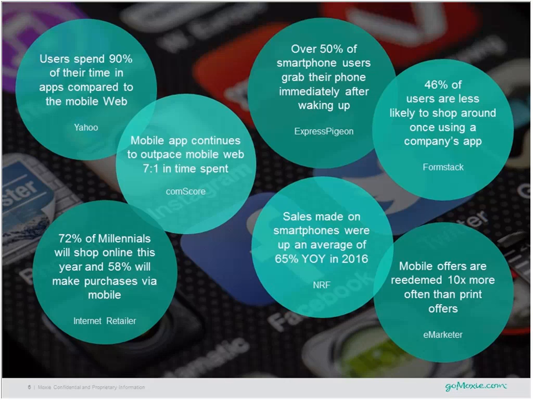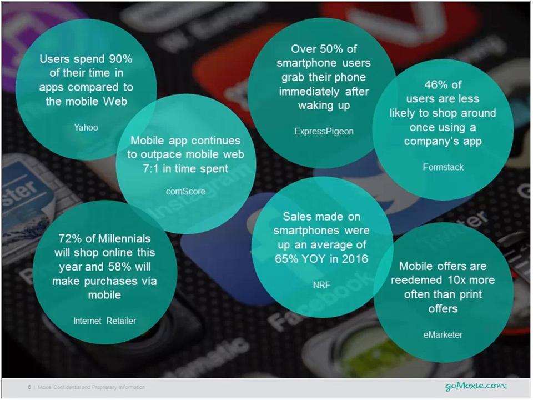For example, there's a statistic up top left here from Yahoo: users spend 90% of their time in apps compared to the mobile web. As you can tell from that one statistic, people vastly spend most of their time in apps, so it makes sense to put a lot of investment into apps when you're looking to serve people in a mobile way. This next stat from comScore: mobile app continues to outpace mobile web 7-to-1 in time spent. So it's not just that right now users spend 90% of their time in apps. The trend is that it keeps on increasing, and quite heavily too.